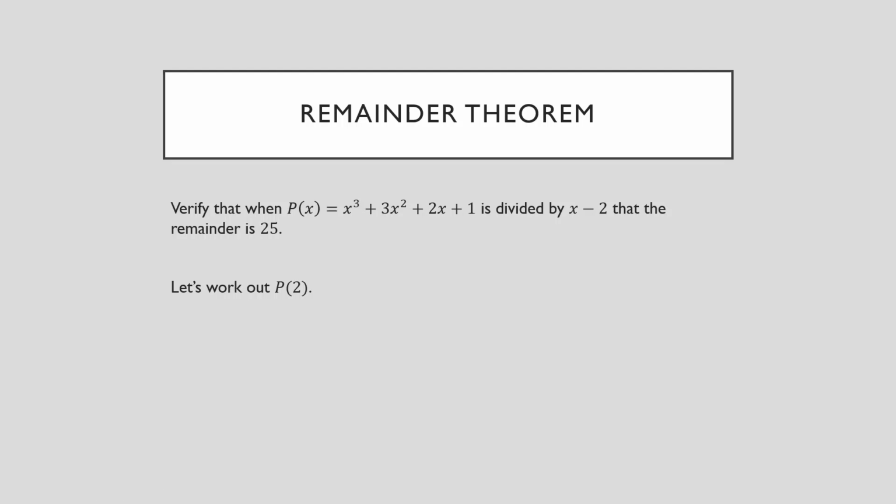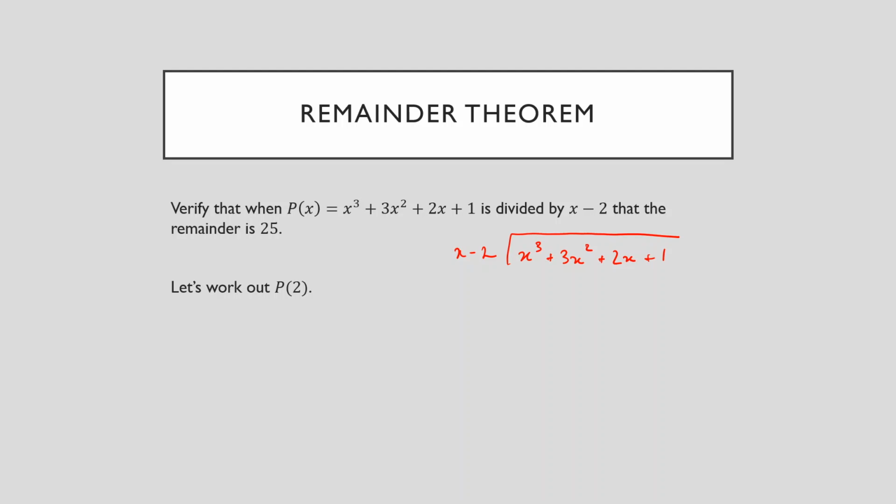Now, what we're going to do in this question is verify that when this polynomial p of x is divided by x minus 2, the remainder is 25. Okay, so first of all, let's just do that using long division. So let's go and do x cubed plus 3x squared plus 2x plus 1. We're going to divide that by x minus 2.